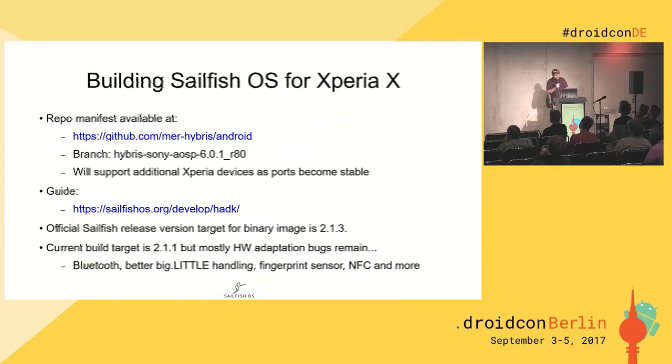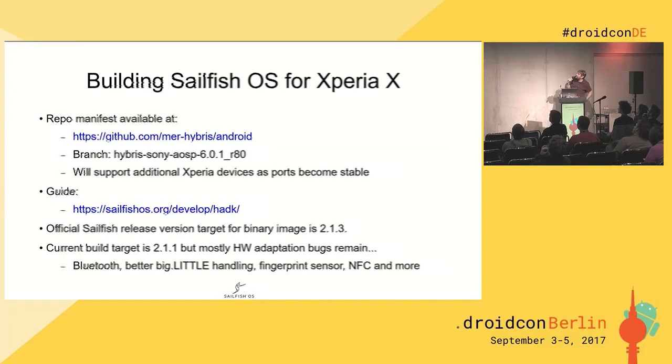So, the repo manifest, which is what you need to build it, is available now at that address there. And we've got a special branch that's just been pushed this morning, which supports the Sony AOSP. We will be adding new devices. Our developer community, our porting community has been eagerly awaiting this release, and I think we're going to be getting patches to add other devices extremely quickly. You will find the hardware adaptation development kit there.